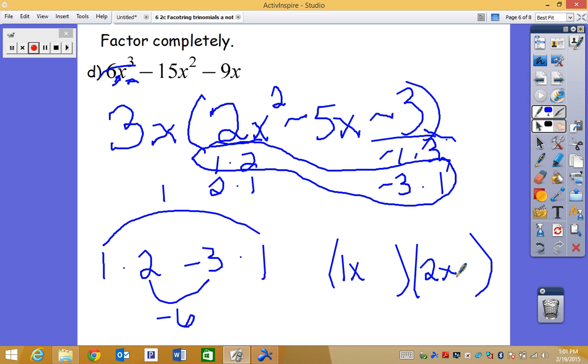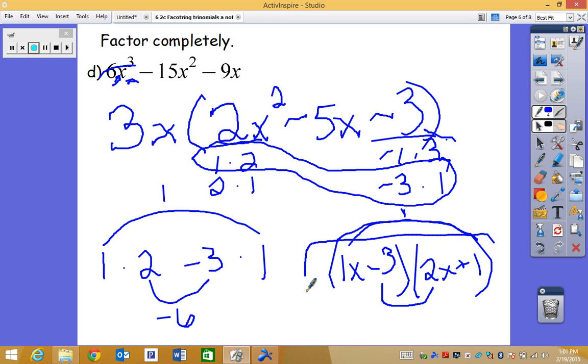And then deciding where to put my negative 3 and where to put the 1. Well, remember the outside had to multiply together to give me 1. So this outside has to multiply to 1, and so 1 times 1 is 1, so the 1 goes there. The inside gave me negative 6, so that means that the negative 3 goes there. And 1x minus 3 and 2x plus 1 would be the answer. And then don't forget, of course, that greatest common factor that we took out needs to be part of your answer as well.